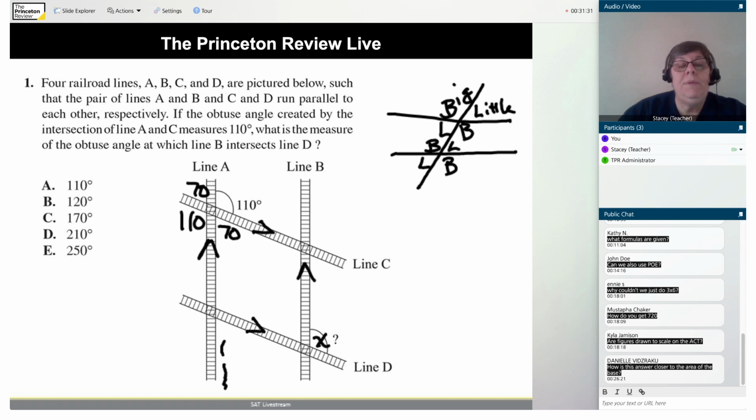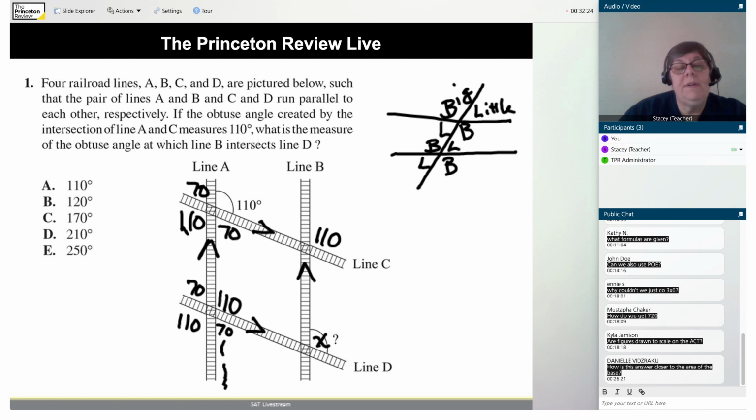We go down and we say, okay, alternate interior. So if we take our 110 here, alternate interior means I have to have 110 here, and notice that's a big angle versus a small angle. This is 110. This is 70. This is 110. This is 70. Let's look at what's going on the line B with C and D. If this is 110, then this has to be 110. And this is going to be 70.